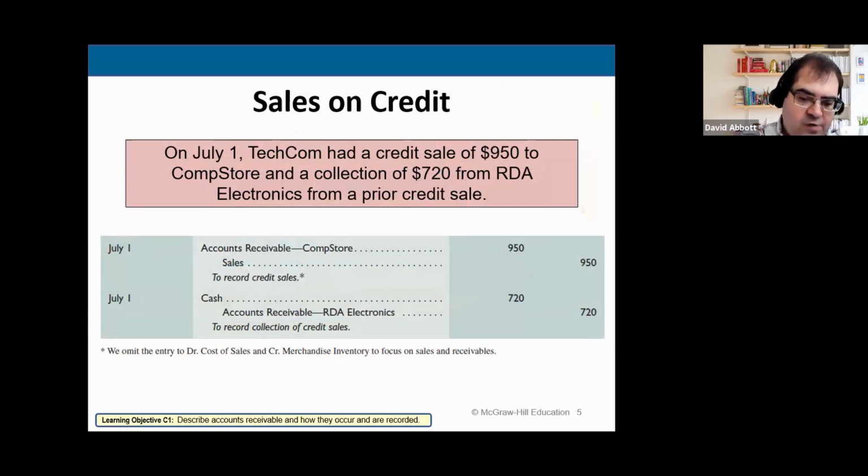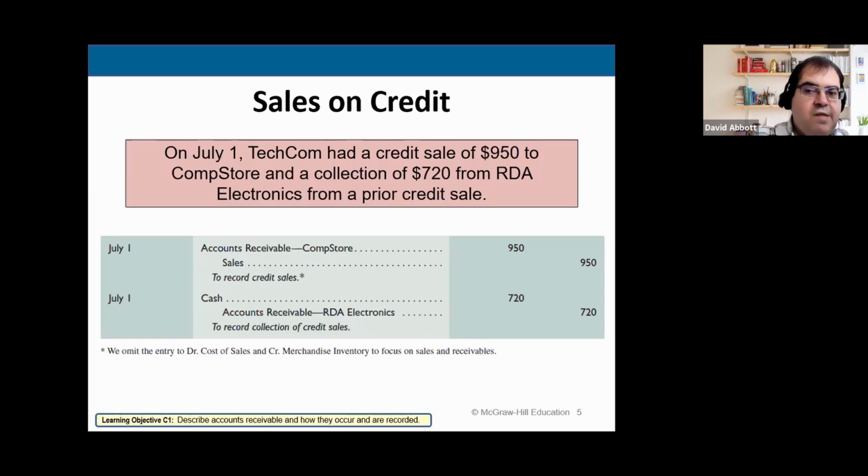To see how accounts receivable for credit sales are recognized in the accounting records, we look at two transactions from July 1st between TechCom and its credit customers. The first is a credit sale of $950 to Comp Store. The second transaction is a collection of $720 from RDA Electronics for a prior credit sale. So we see here that the first transaction that happened on July the 1st is a credit sale. So we have an accounts receivable from the Comp Store, debit of $950, and then we credit sales for $950. So that's how we record sales on credit.